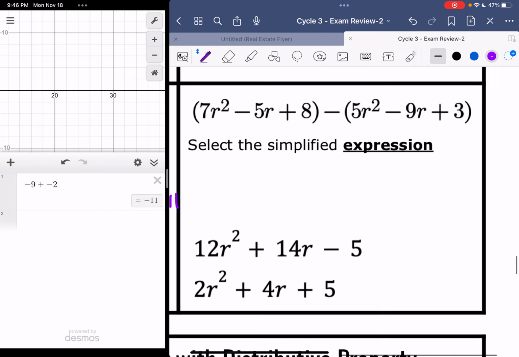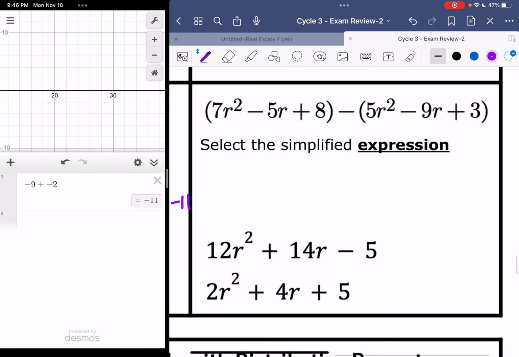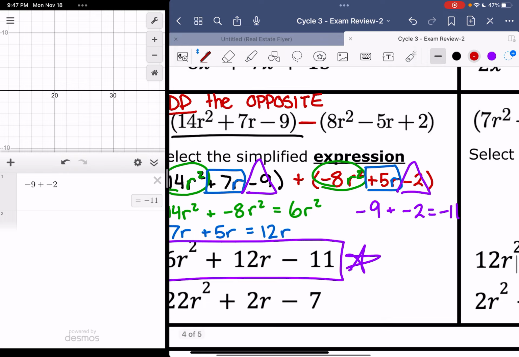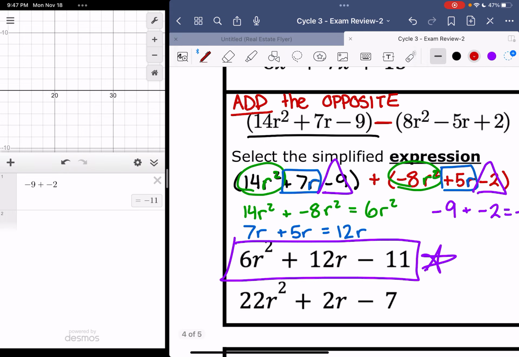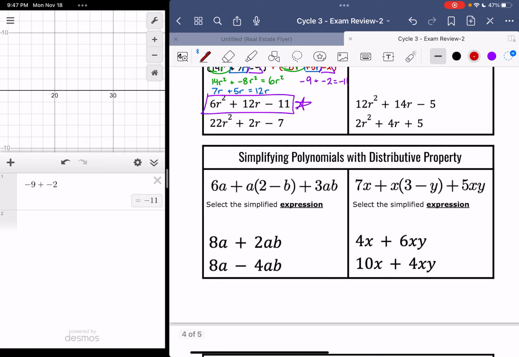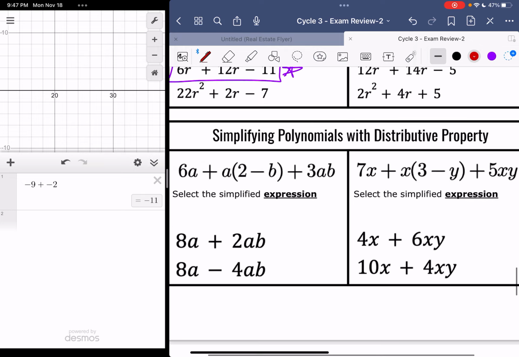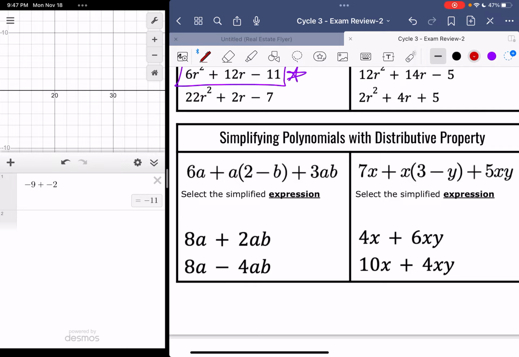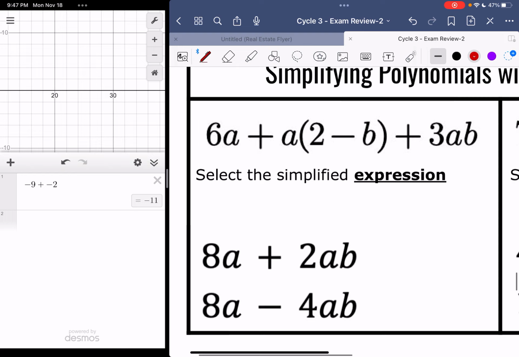All right, I left you one to do right here. Simplified expression. You do have that subtraction sign. So you want to, again, add the opposite. All right, we are almost done. Now we're going to simplify polynomials with the distributive property. So I'm going to do one right here. It says 6a plus a, 2 minus b plus 3ab.